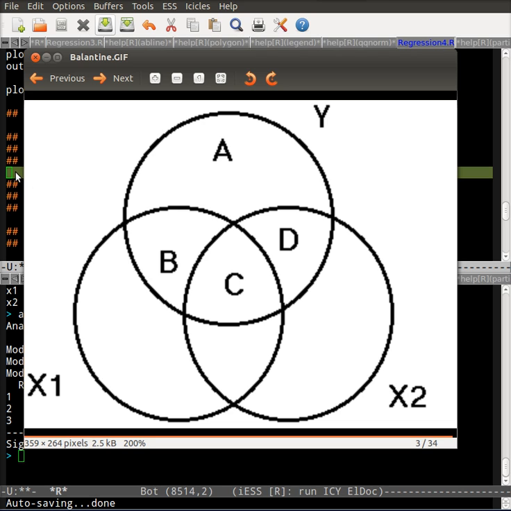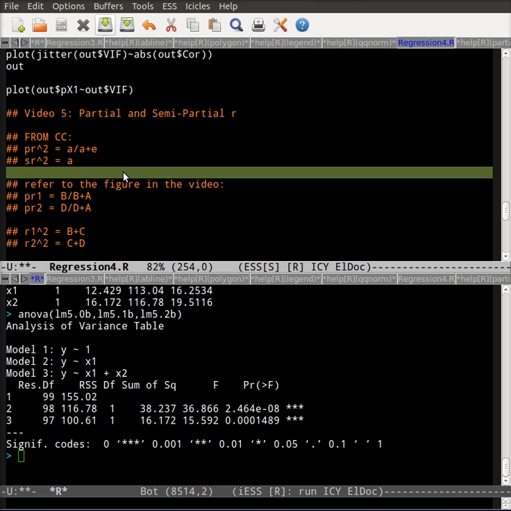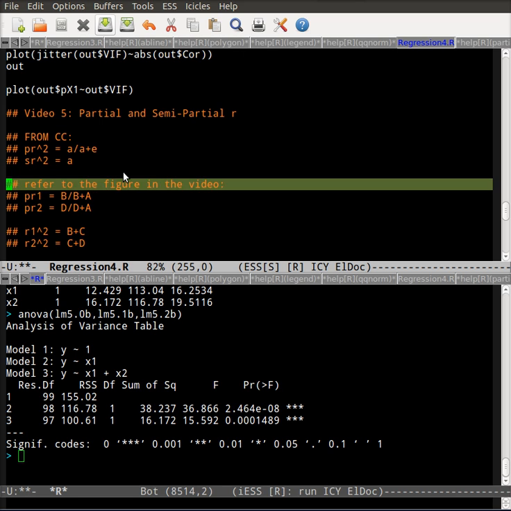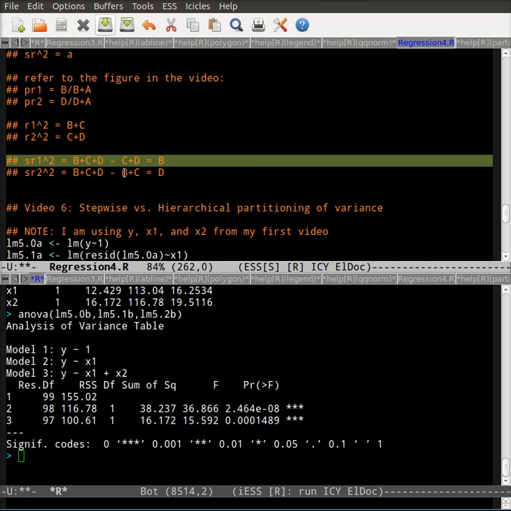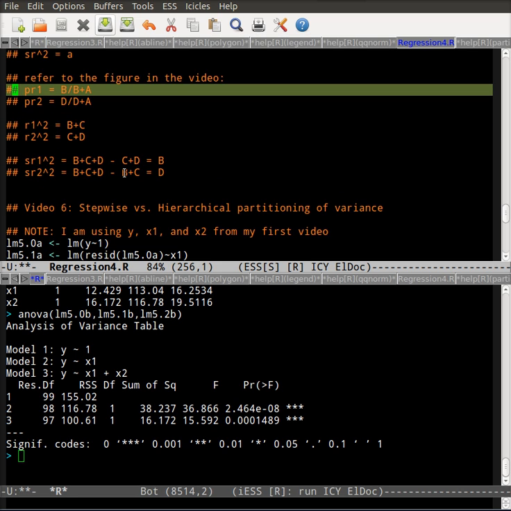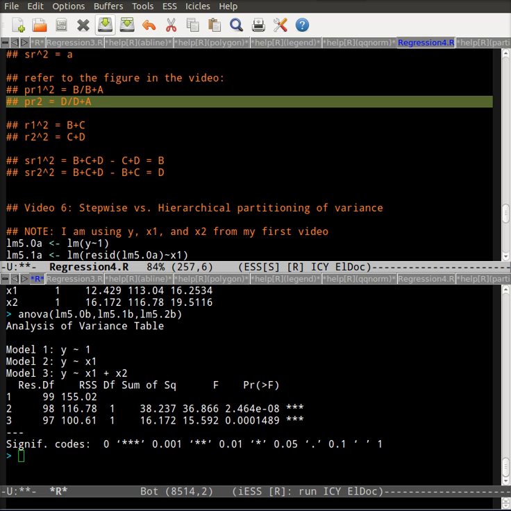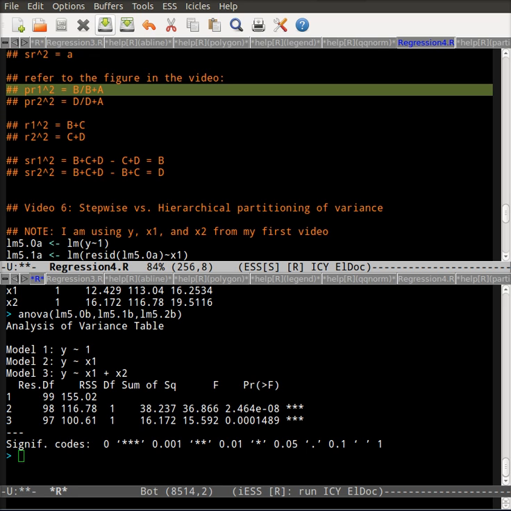So what I want to do is revisit all of the partial and semi-partial definitions so that it's a little clearer what's happening. So if I refer to my figure, a partial correlation coefficient, and I'm going to square these because it only makes sense. A partial correlation is B over B plus A.